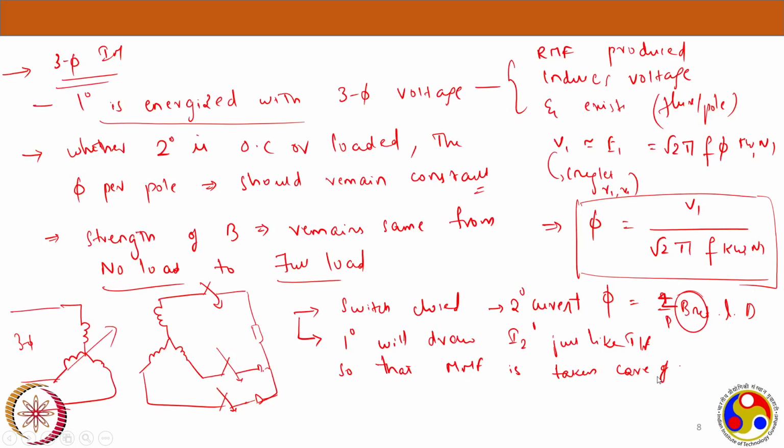See, the magnitude of B net here, that's the concept, right? The magnitude of this B net remains the same. The flux per pole should remain the same, so the magnitude of B net as well as the flux per pole remains the same. So that's the concept.